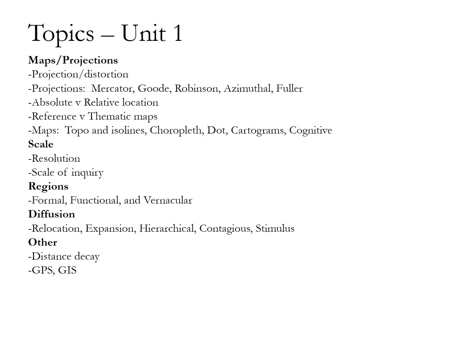So some of the topics for Unit 1 include, and we're going way back in time, things like maps and projections, scale, regions, diffusions, and some other stuff involving GPS and GIS. But what you want to take into account this time is: okay, I learned this stuff months ago. How does the new information I learned apply to this stuff?